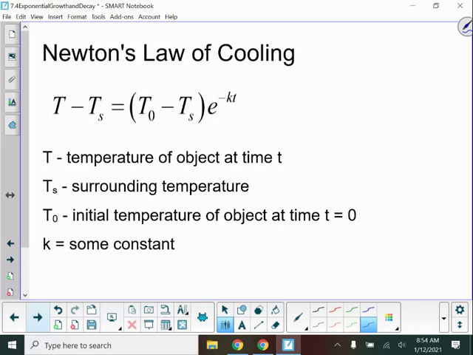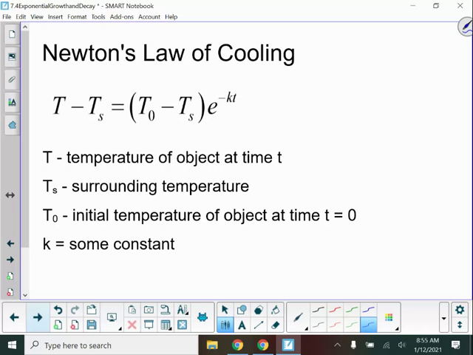This would probably only be valid for maybe a day or two, and there are other things that go into that, but this is one of the tools they would have available. So you do have a couple of different variables here. K is still some constant, and the lowercase t is going to be a time. Capital T is going to be whatever temperature the object is at that time. So if it's an hour after the initial time, then capital T would be the temperature at that time.